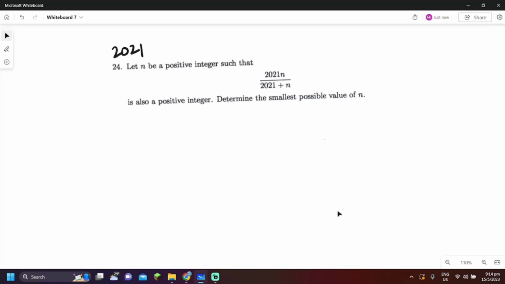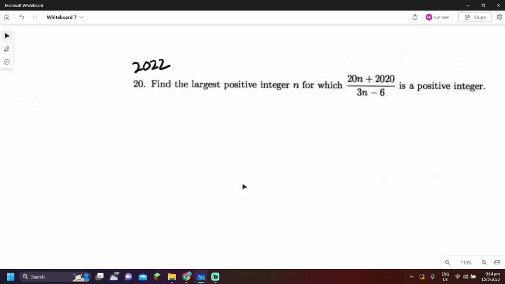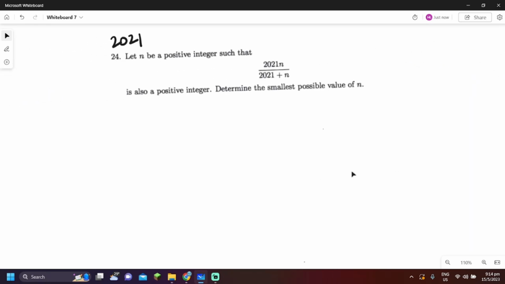Okay, good morning. Today I'm going to go through two vaguely similar questions from SMO Senior Round 1. The first one is Q24 from 2021 and the second one is Q20 from 2022. So the first question asks us to find the smallest possible value of n such that 2021n over 2021 plus n is also a positive integer.